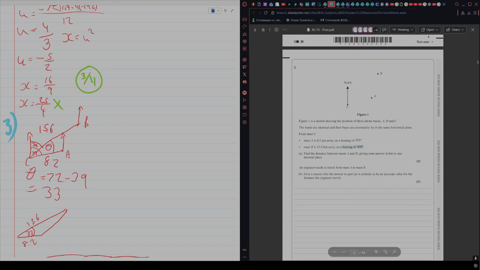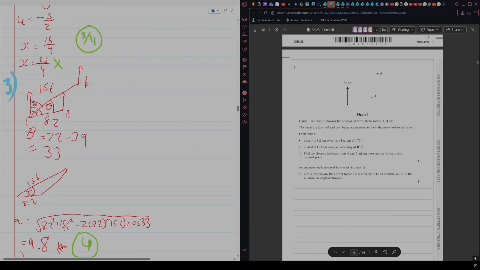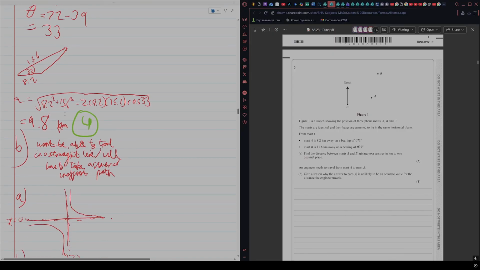Next question, we have some bearings, going back to GCSE here. It gives you this entire angle, and then it gives you this angle. I was wondering why it gave you two different angles. It's because you need to subtract the two angles from each other to get the angle that you want, and then it's easy from there. You just use the cosine rule.